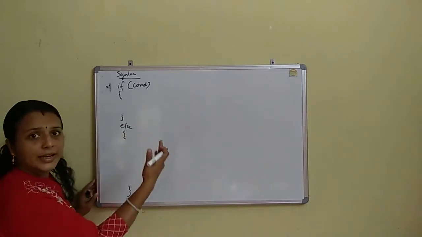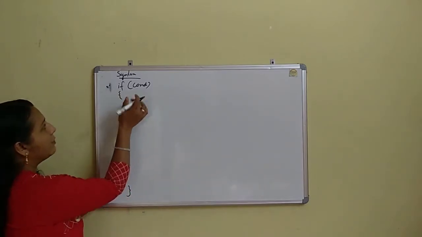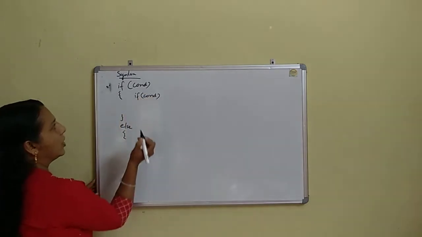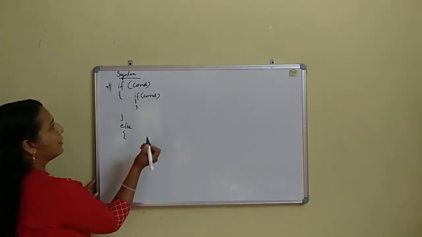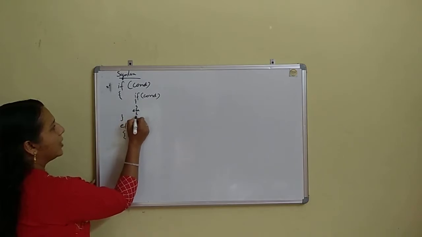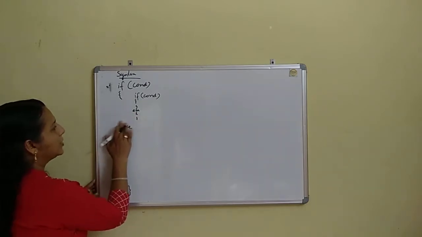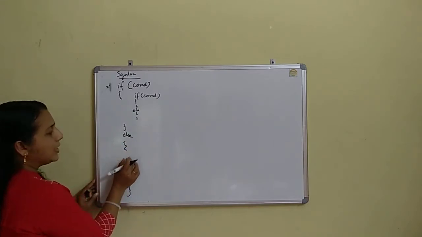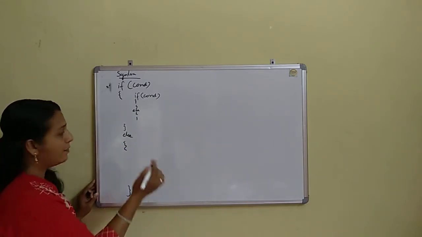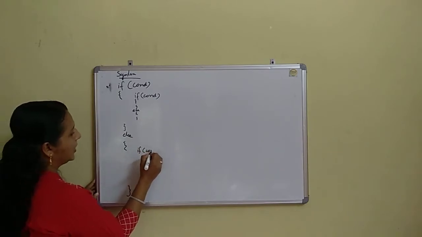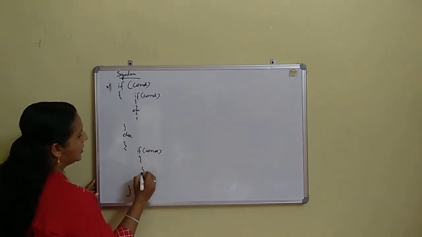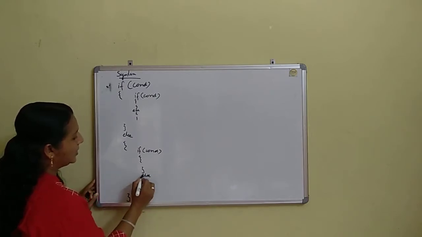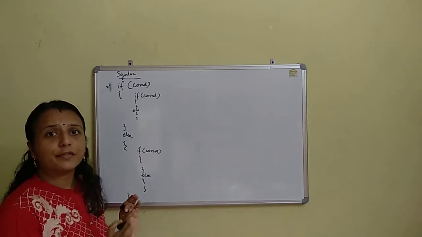Since this is a nested if-else block, in this if block there will be another if block. This is an inner if block, and its corresponding else block will be there. Okay, like this. And in the else part we will have another if-else block, like this, with an if condition and an else. So this is the syntax of the nested if-else block.